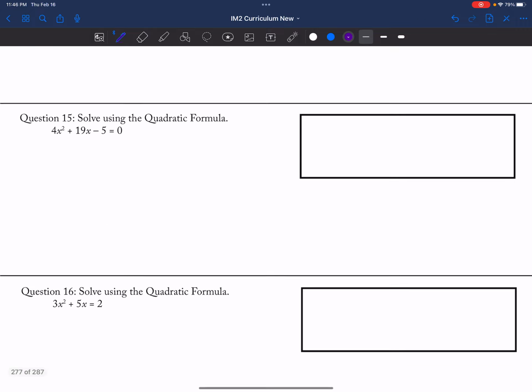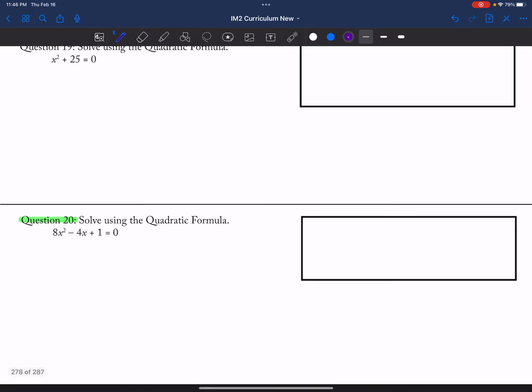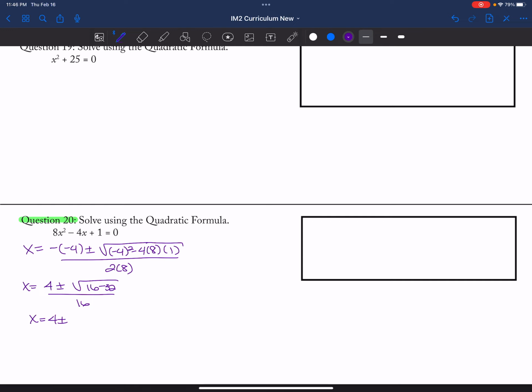Okay, so not going to do the next one. 20. So x is equal to negative b. So negative of negative 4 plus or minus the square root of negative 4 squared minus 4 times a times c all over 2a. So x is equal to 4 plus or minus the square root of 16 minus 32 all over 16. So x is equal to 4 plus or minus the square root of negative 16 over 16.